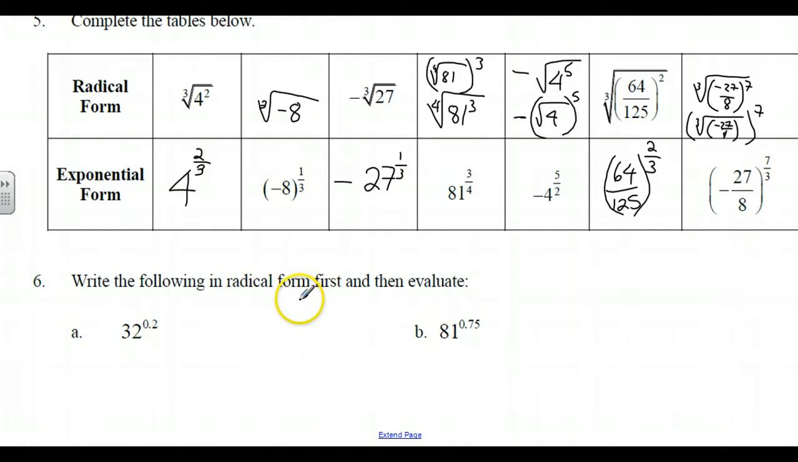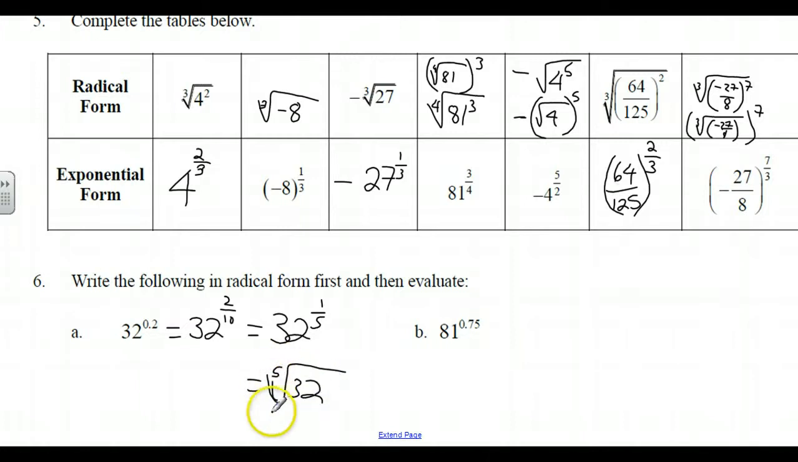Write the following in radical form first. So actually what we're going to do is start with these. Is 0.2 is 2 over 10. So we're going to change it to a fraction. And 2 over 10 is 1/5. So we're writing it in radical form. That will be the 5th root of 32, which is 2.